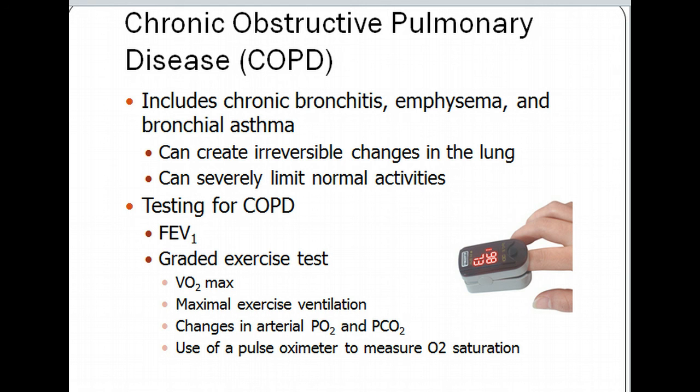And they'll also use the little device in the photo here called a pulse oximeter. And that is a way to measure your oxygen saturation. Most people are going to be nearly 100% saturated all the time unless you have some sort of lung disease.